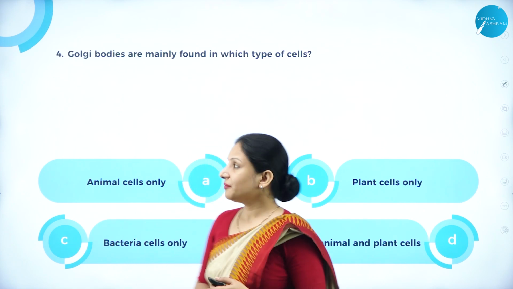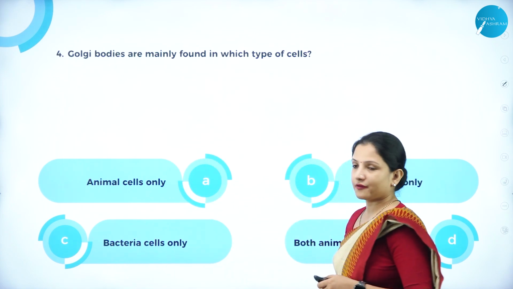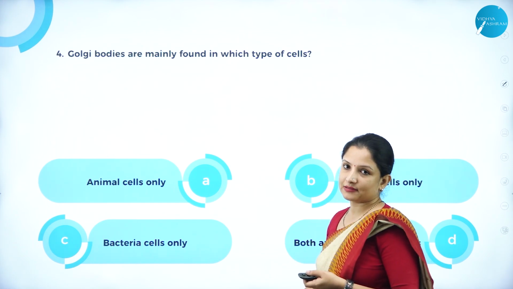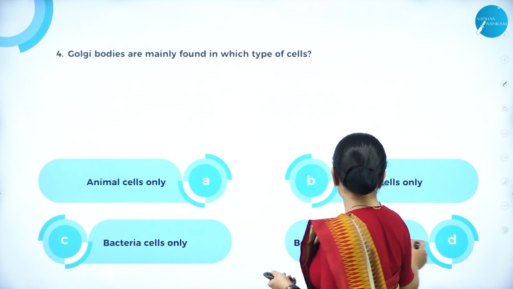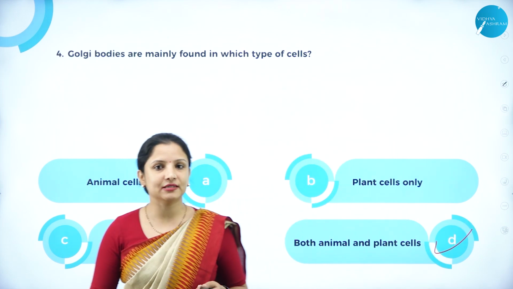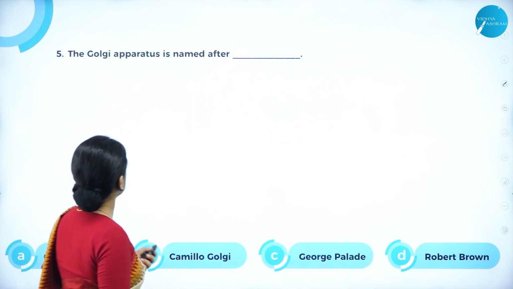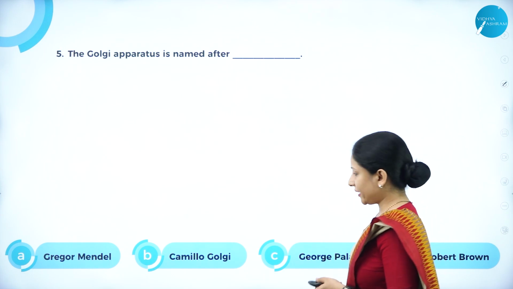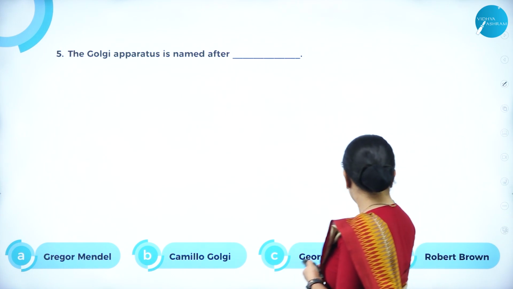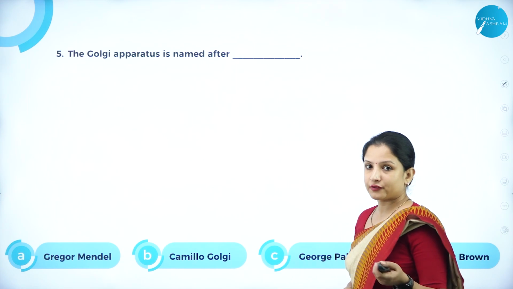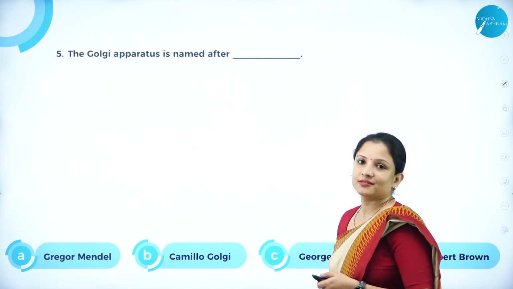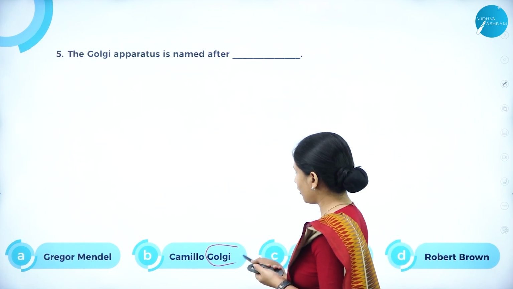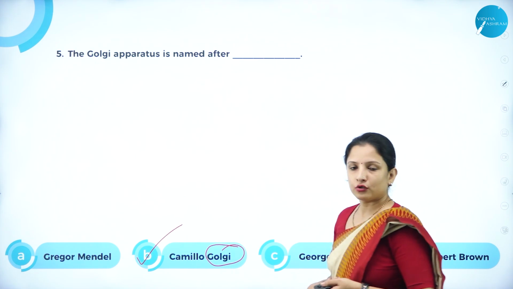Next question. Golgi bodies are mainly found in which type of cells? Animal cells only, plant cells only, bacteria cells only, both animals and plant cells. They are found in both animal and plant cells. So option D is the right answer here. Next question. The Golgi apparatus is named after whom? Is it Gregor Mendel, Camillo Golgi, George Palade, Robert Brown? Robert Brown is the one for nucleus. Gregor Mendel is someone related to genetics. It is Camillo Golgi. In the name itself, it is there, Golgi. So therefore, it is Camillo Golgi.